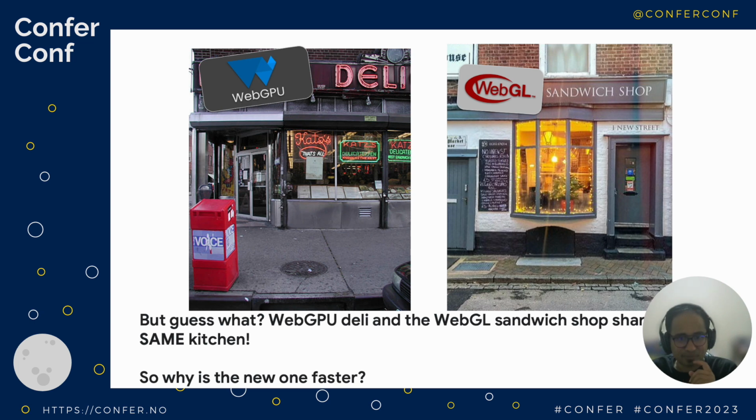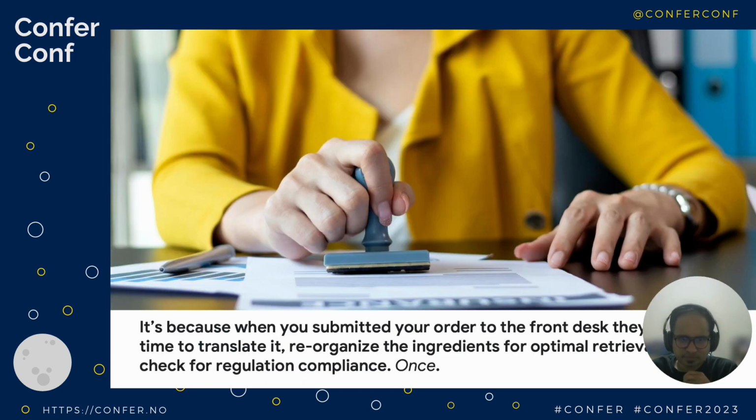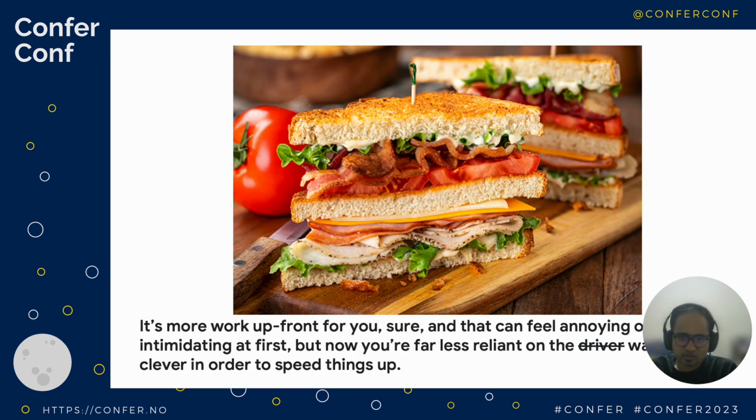But plot twist, guess what? The WebGPU deli and the WebGL sandwich shop share the same kitchen. So why is the new one faster? It's because when you submitted your order at the front desk, they had time to translate it, reorganize your ingredients for optimal retrieval time, and check for regulation compliance only once, the first time you did it. It's more work upfront for you, sure, and that can feel annoying and overly intimidating at first, but now you are far less dependent on the driver or your waiter's clever skills in order to speed things up.